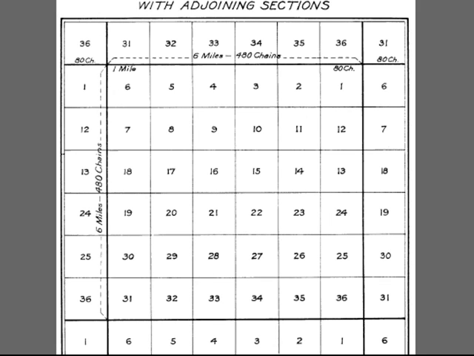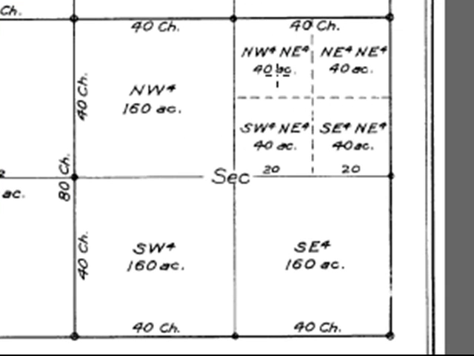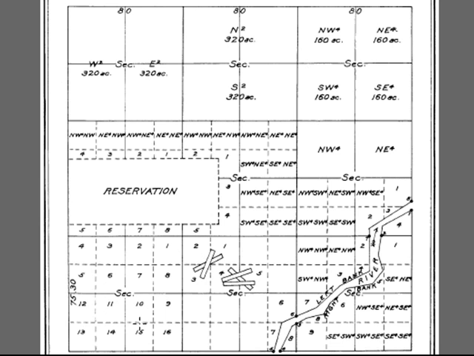Each one of these is divided into sections, and they're divided into quarters or even just halves. And then those quarters are divided into quarters. And this you might run into a little bit, but not on these old land patents. And it even goes down into lots.